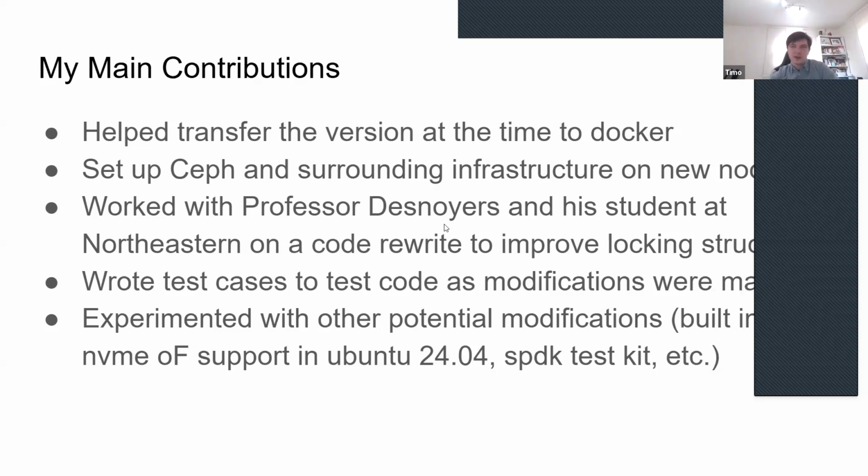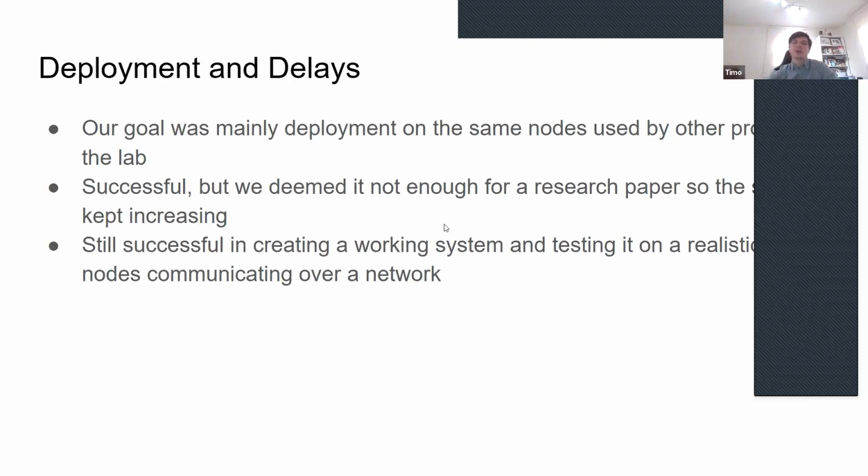In the end, we ended up getting the deployment set up, but that was the main goal, the deployment itself. By the end of the summer, we didn't really have enough for a research paper, but we had enough to actually see and test these things for the future.